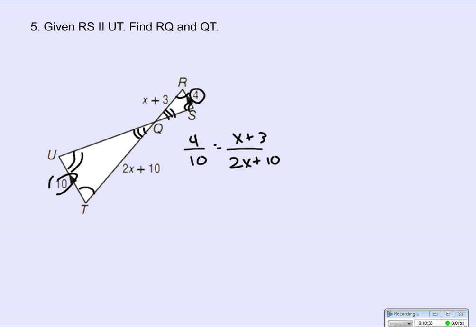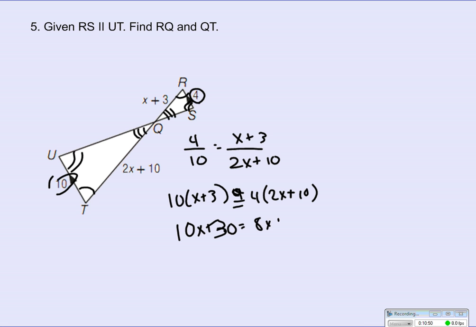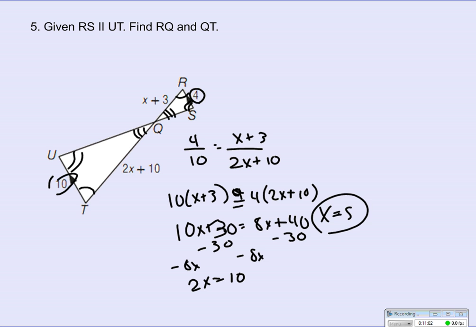So cross-multiplying, 4 times 2x plus 10. So that's going to be 10x plus 30, equals 8x plus 40. Little algebra. 2x equals 10. So x is going to equal 5.